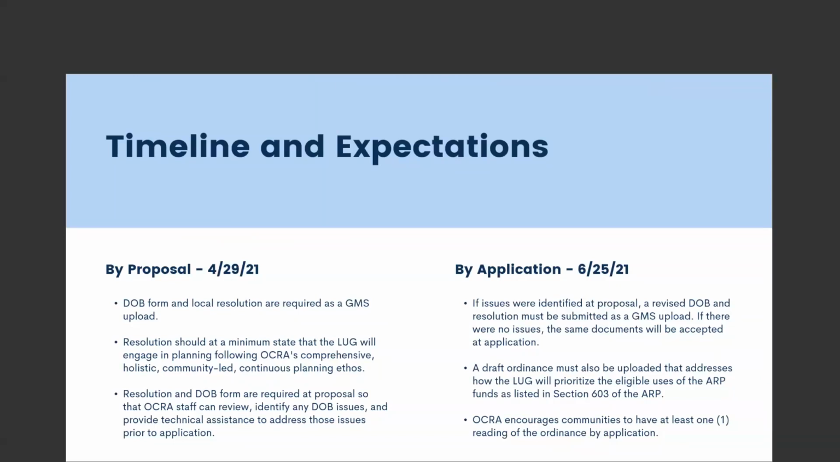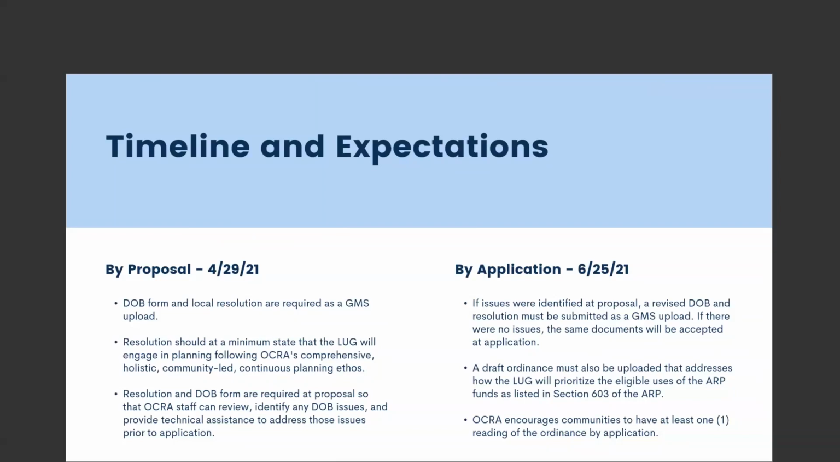We are asking for this by proposal so that we can review it and identify any potential duplication issues, and then work with you all as a community to hopefully address those or mitigate them by application. So you may have a duplication issue at proposal. That does not mean that you will become ineligible for this round. It means that we will have a further discussion between OCRA and you as a community to figure out the best way to move forward.